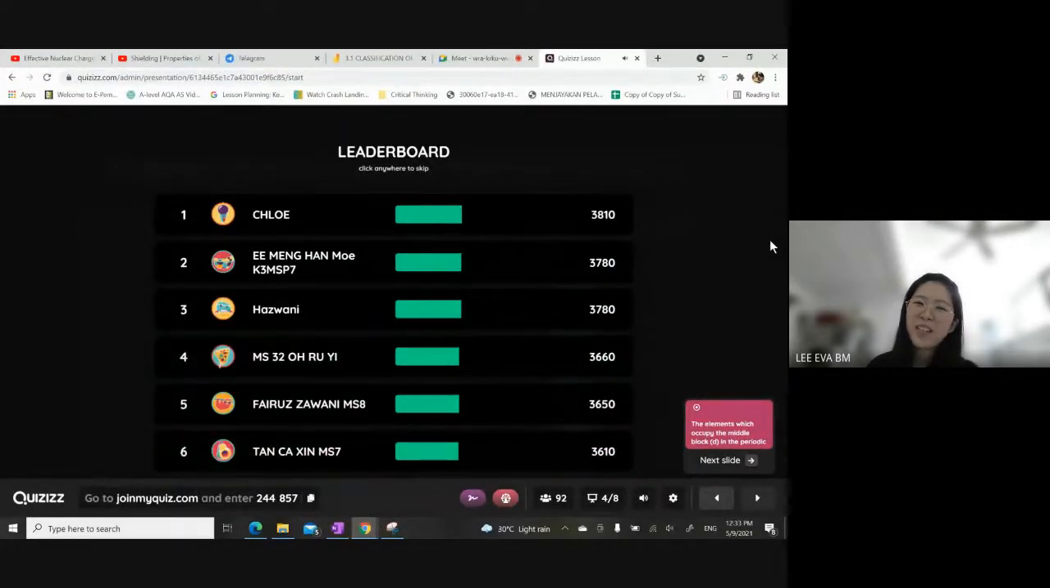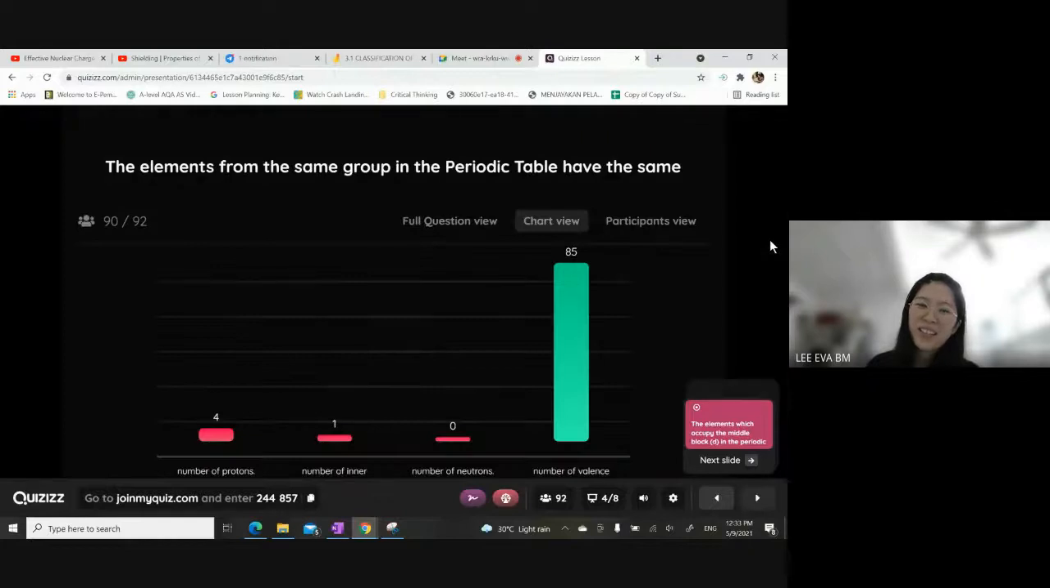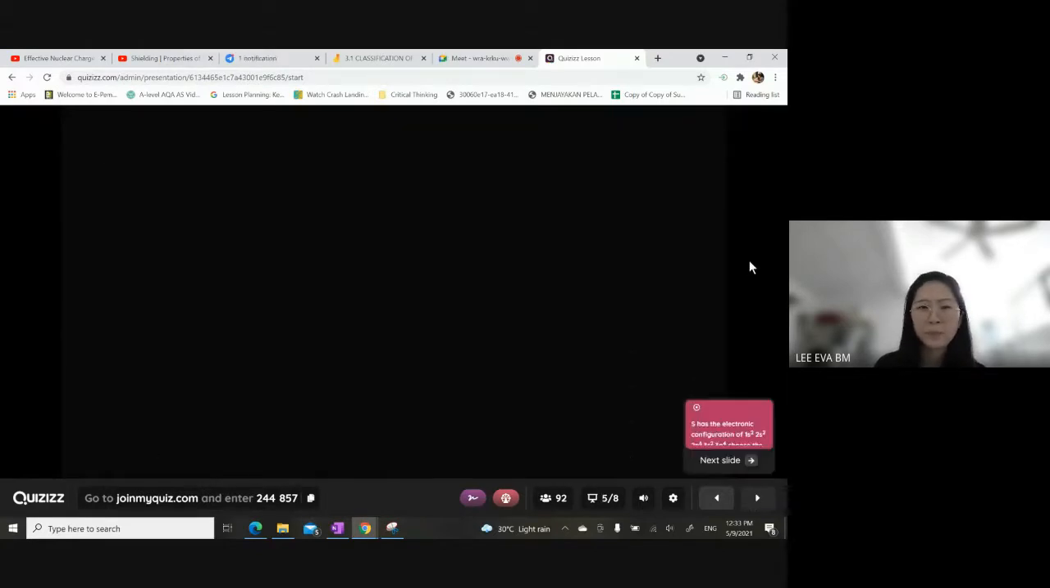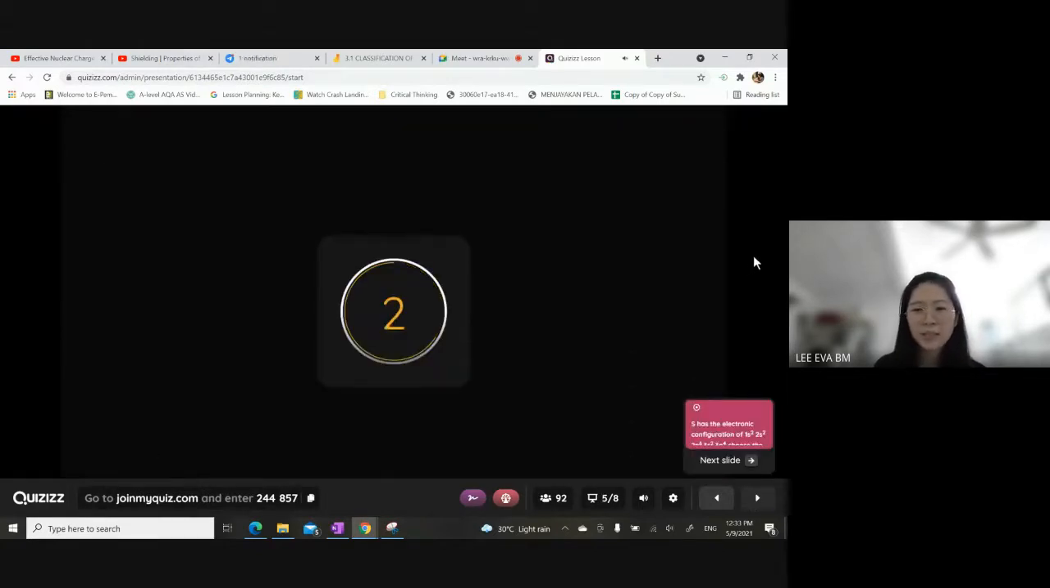Change a little bit in the leaderboard. Okay, so most of you got it correct. Some of you chose number of inner electrons or protons. Elements from the same group usually have the same number of valence electrons, or sometimes we would say similar chemical properties. So number of valence electrons refers to your chemical properties. And next question.